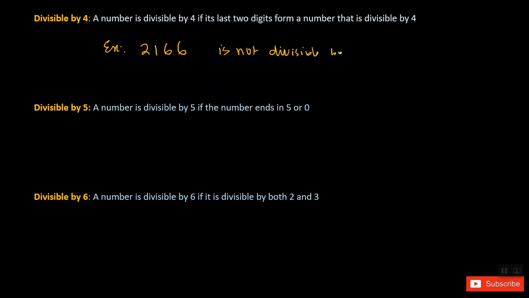If I write something like 2116, yes, look, 16 is a multiple of 4, so I can say 2116 is divisible by 4. I can take another example, 3508. Yes, 08 is also a multiple of 4, so both of these numbers are divisible by 4. Alright, let's do the divisibility of 5.